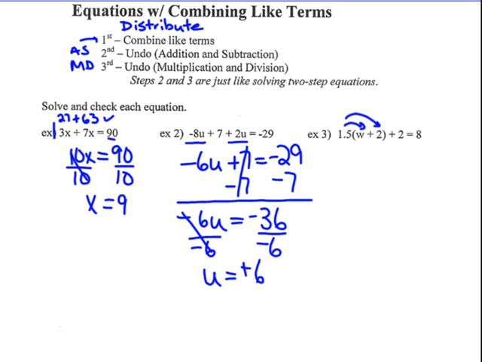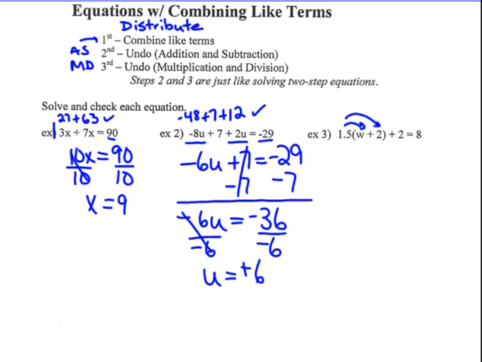So I believe the solution is 6. Negative 8 times 6 gives me negative 48 plus 7, and 2 times 6 gives me 12. Negative 48 and 7 is negative 41 plus 12 is negative 29. Yippee, correct answer. Number 3 does have the distributive property in it.